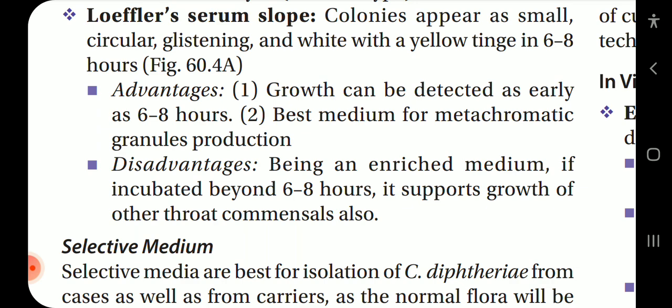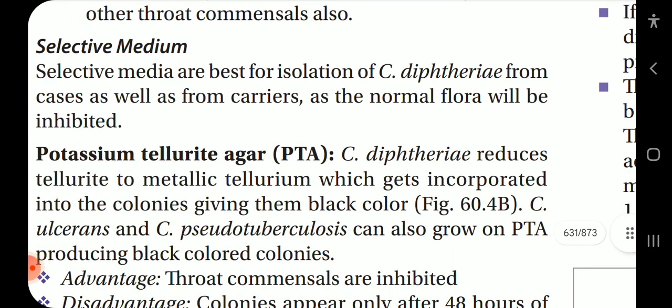Disadvantages: being an enriched medium, if incubated beyond 6 to 8 hours, it supports the growth of other throat commensals also. Selective medium.